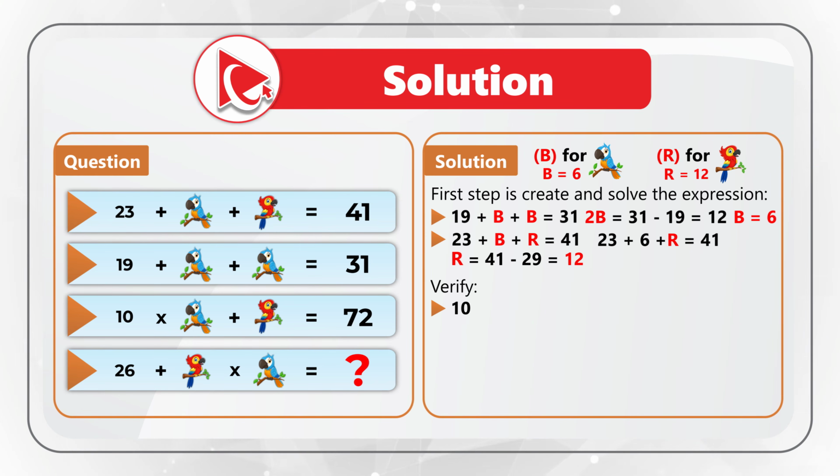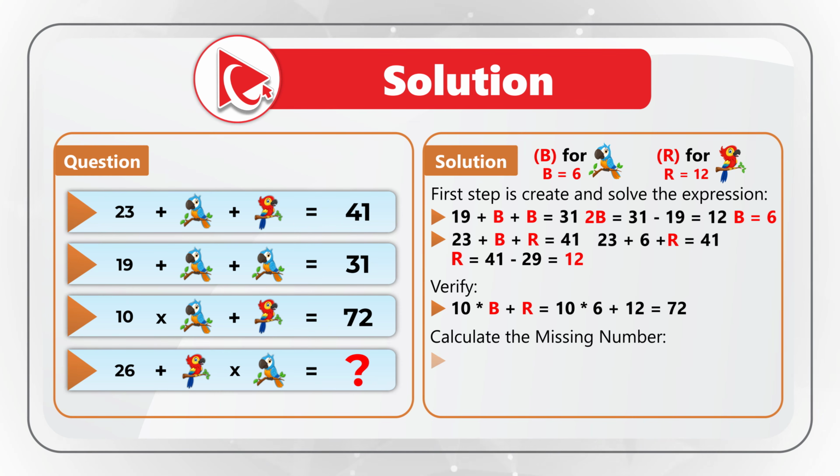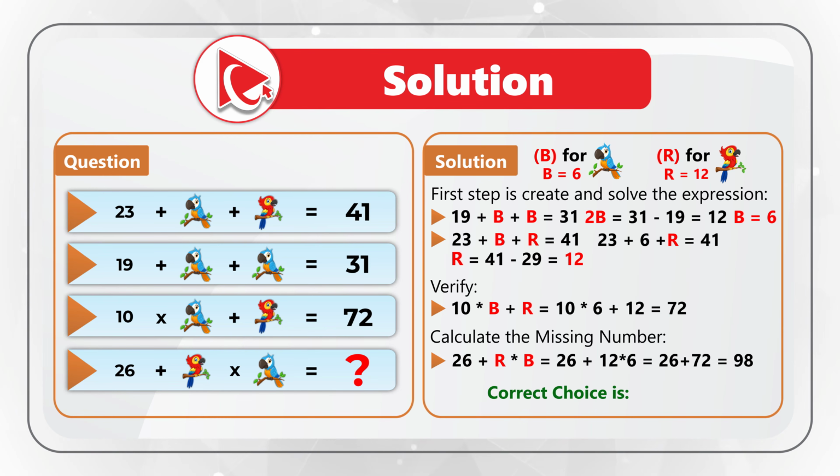10 multiplied by blue parrot B plus red parrot R equals 10 multiplied by 6 plus 12. 10 multiplied by 6 equals 60. 60 plus 12 equals 72. Now it's time to calculate the missing number. 26 plus red parrot multiplied by blue parrot equals 26 plus 12 multiplied by 6 equals 26 plus 72 equals 98. So the correct answer is choice C, 98.